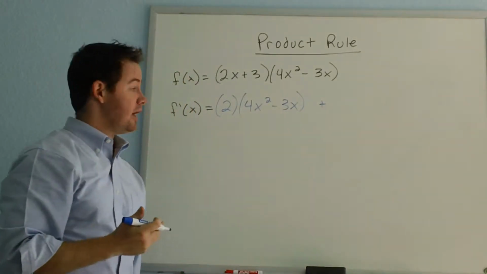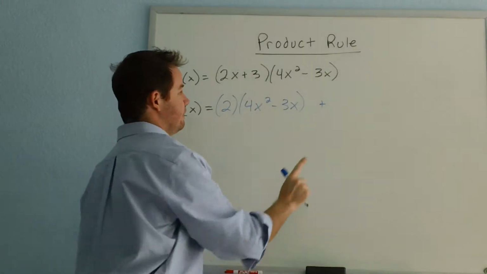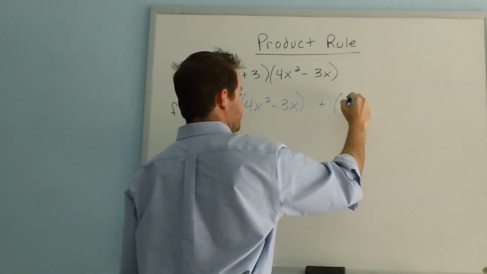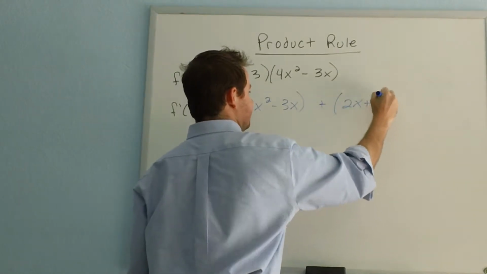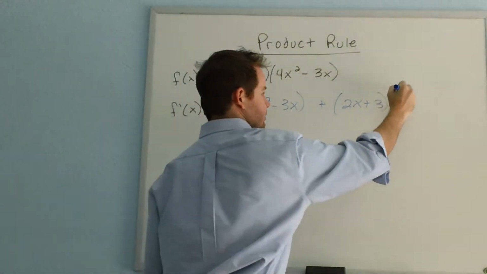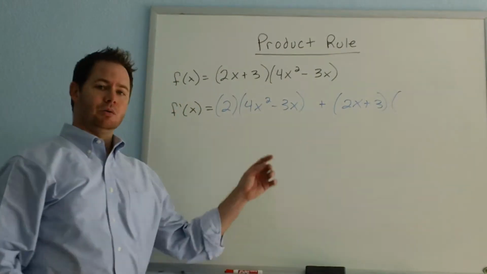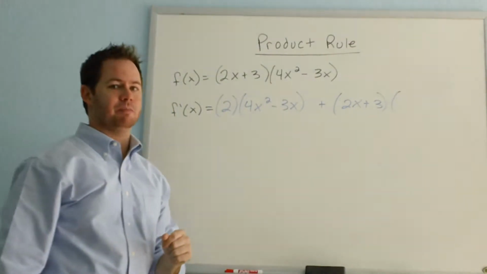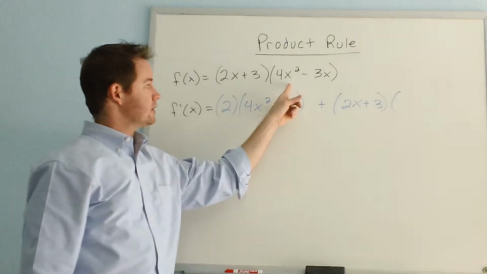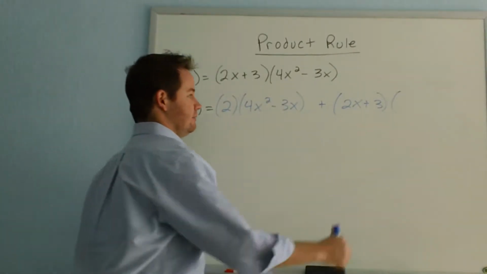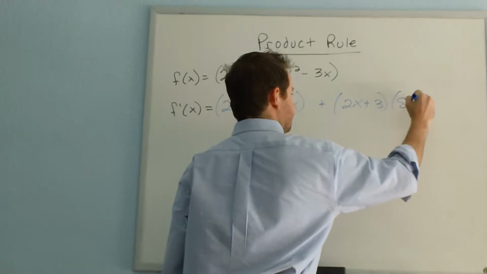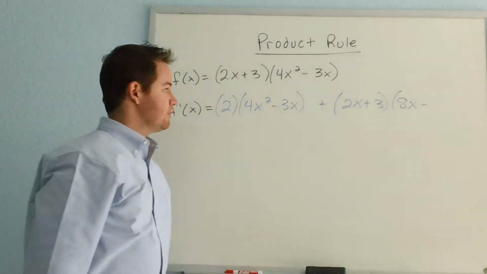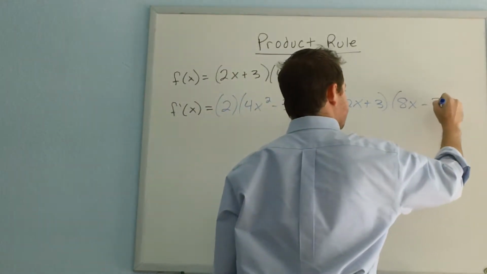And we will add to that the derivative of the second expression times our first expression as is. So our first expression here, 2x plus 3, remains the same. But for our second expression, we have 4x squared minus 3x. So let's take the derivative of each term individually. 4x squared, the derivative of that is 8x. 3x, the derivative will be 3. So we have 8x minus 3.